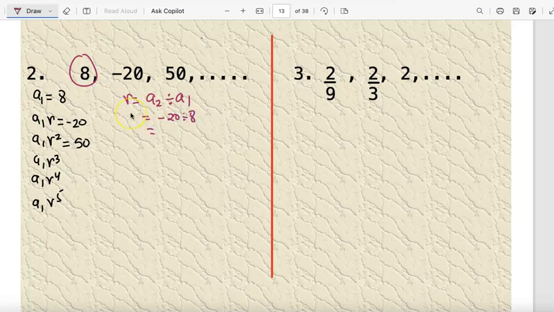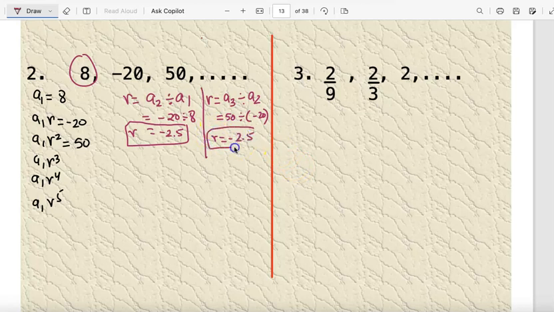I would like you to pause the video and check on your own using the calculator what the answer is, and then check with mine whether I got the right answer or not. I got negative 2.5, and please check your answer. But I will again check it over here. This is your A3 divided by A2, and that's your 50 divided by negative 20. So again do the same thing. Pause the video and check whether you are getting the same answer as mine. I got R equal to negative 2.5, and I was able to check this is my geometric sequence.